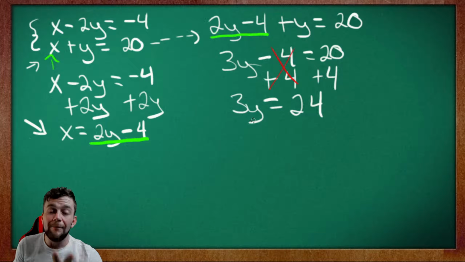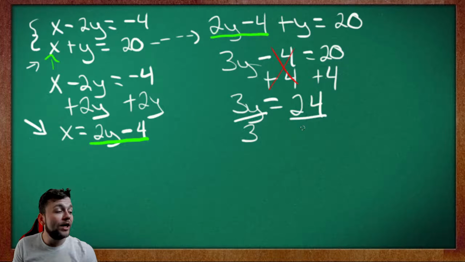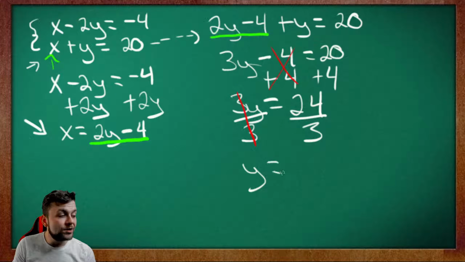How do we get the y by itself? What's happening between the 3 and the y? It's multiplication. So what's the inverse of 3 times y? Well, you have to divide by the 3. Do that to both sides of your equation. Your 3's simplify down into a 1. You're left with y equals, and what is 24 divided by 3? 8. You're left with 8.